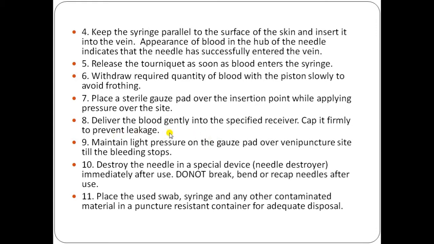Then deliver the blood gently into the specific receiver. There are different types of vials which are used to collect the blood. You can add the sample into the vial, then cap it firmly to prevent leakage. Maintain light pressure onto the gauze pad over the venipuncture site till the bleeding stops.